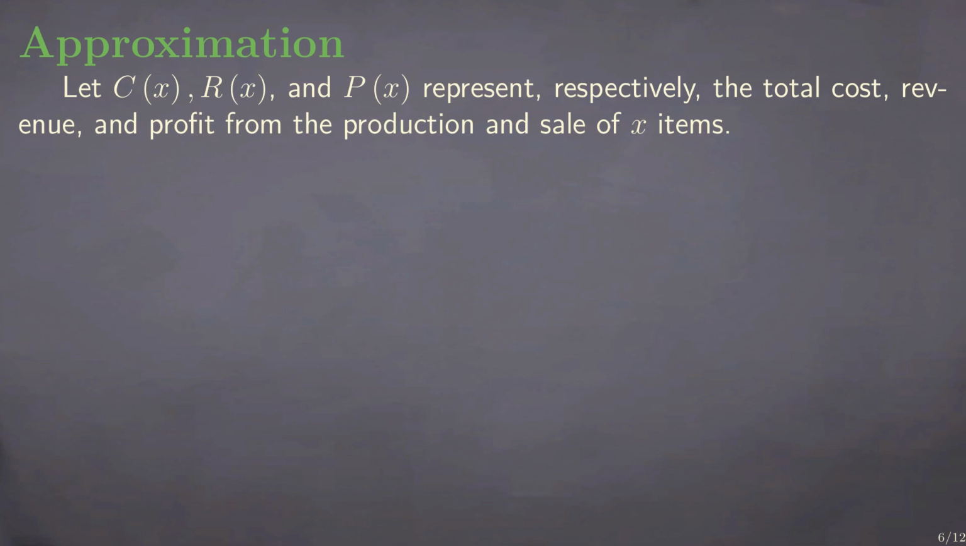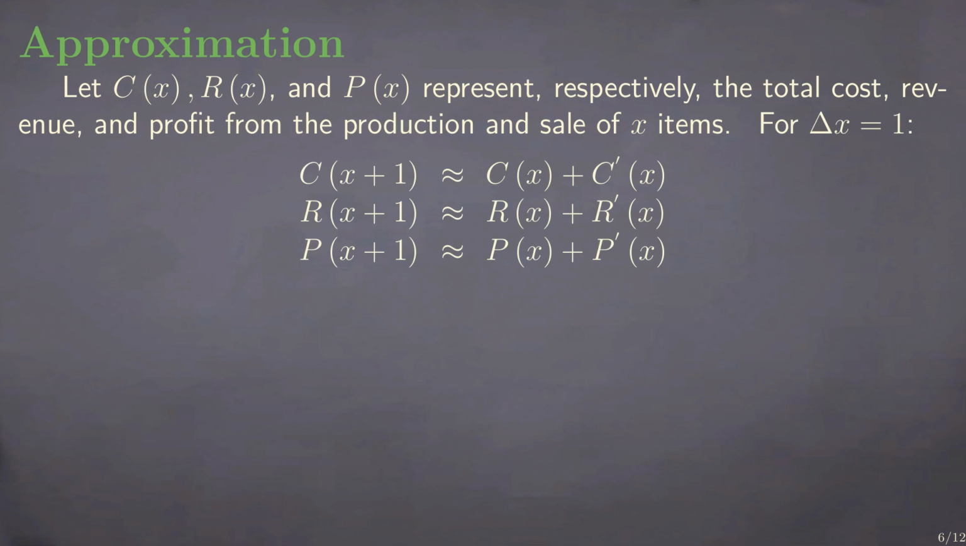So if we let delta x be 1, which is the smallest possible difference between two consecutive items, then the approximation formula now becomes C of x plus 1 is approximately the sum of C of x plus C prime of x, and similarly for the revenue and the profit functions. So this gives a good way to approximately calculate the value of the cost, the revenue or the profit functions of producing and selling the x plus 1 item from that of x items.